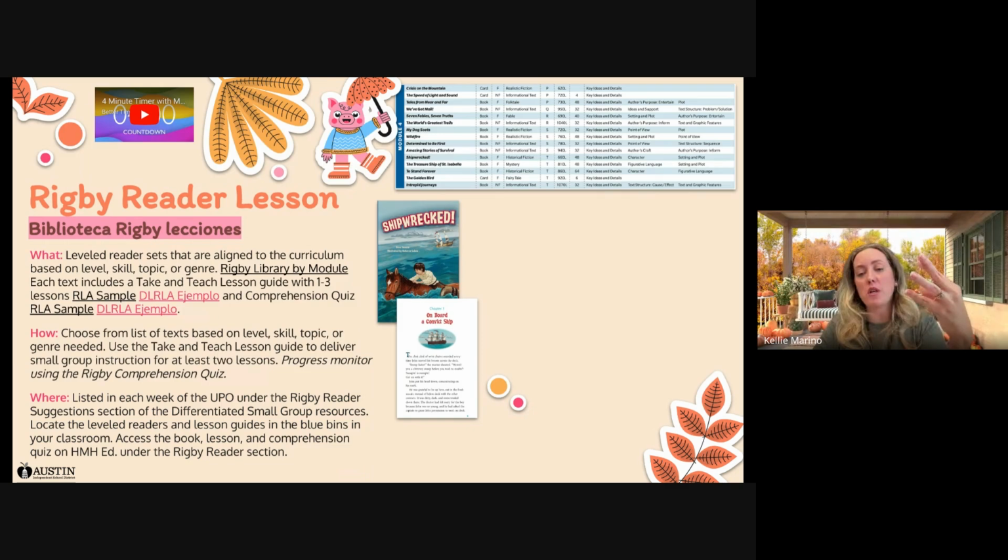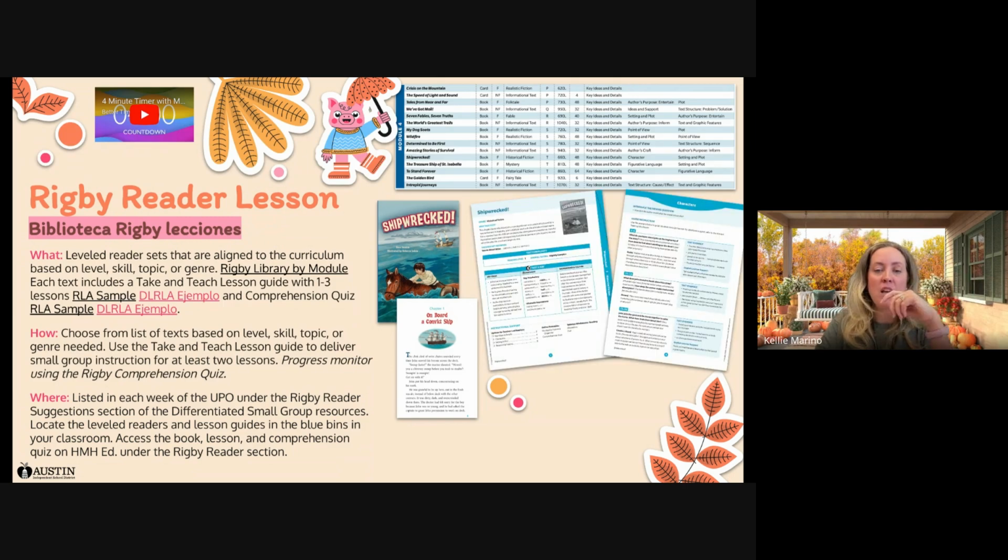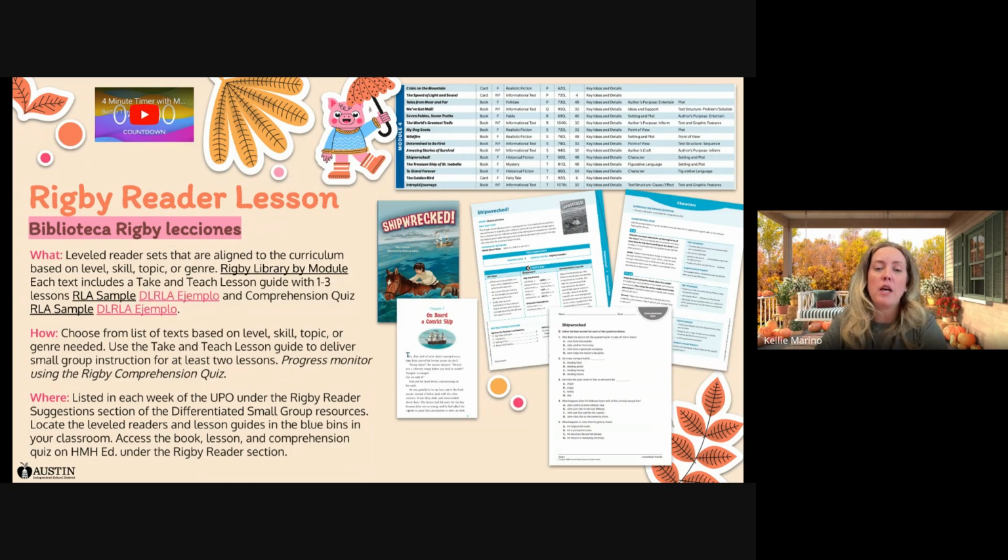After I've chosen a text from my list, I can pull the book. And don't be afraid of these longer books in your small group. Our students are ready for this challenge, and that is your job when you're pulling them for intervention, to help them access this complex grade level text. The Take and Teach lesson is multiple pages with wonderful text-dependent questions broken down in page sections, and then the comprehension quiz.